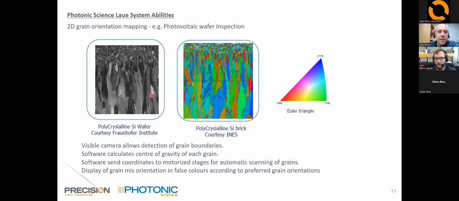And this is silicon, and then you can centroid the positions of these grains, and you can automatically drive the stages around so that it positions the different grains in the wafer under the Laue camera. Then the Laue camera will acquire the images, and the orientation is measured automatically. And then you get a false color map here, and the colors refer to the different orientations of grains in the image. You can refer to this Euler triangle on the left that shows what the colors mean.